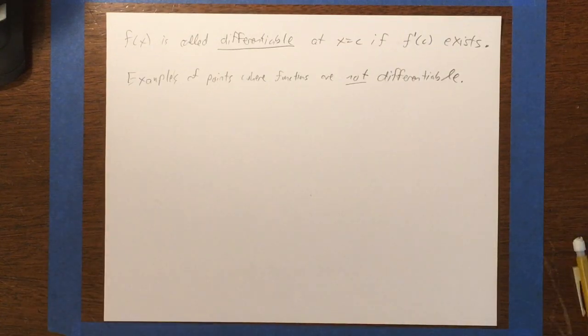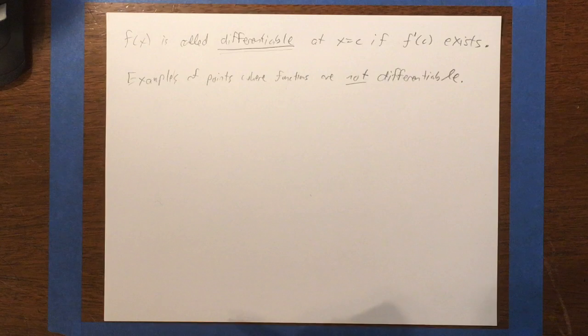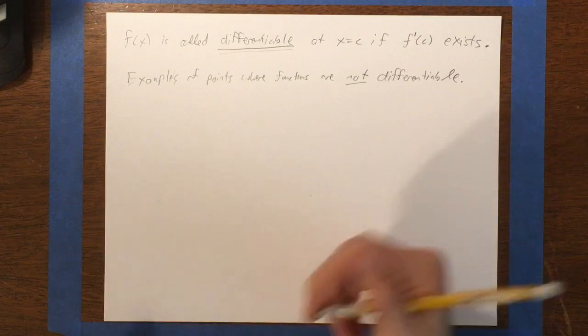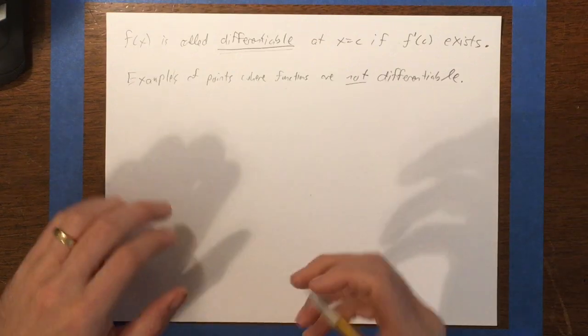So there's a vocab term here to talk about this. A function is called differentiable at a specific number, c, we'll call it, if the derivative of the function at c exists. Okay, so differentiable is able to differentiate, or able to calculate the derivative. So I want to go through some examples of points where functions are not differentiable.